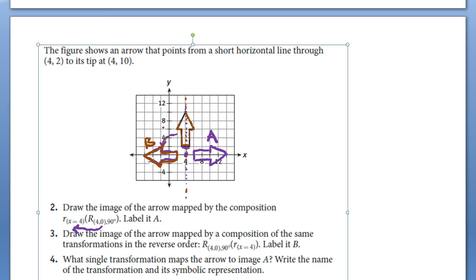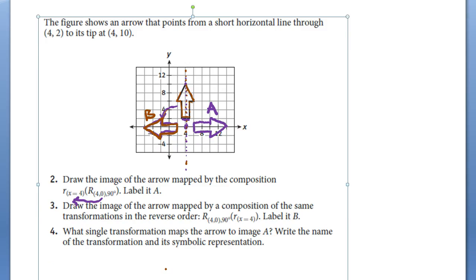Question 4. What single transformation maps the arrow to image A? Write the name of the transformation and its symbolic representation. So if we wanted to take the original arrow that was in black ink and in one step create this picture in purple, do you see how we could just have done a clockwise rotation of 90 degrees?